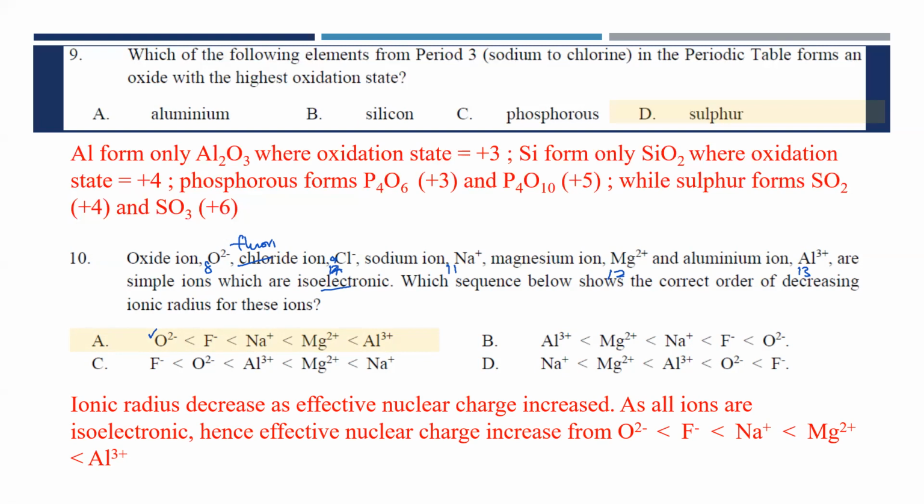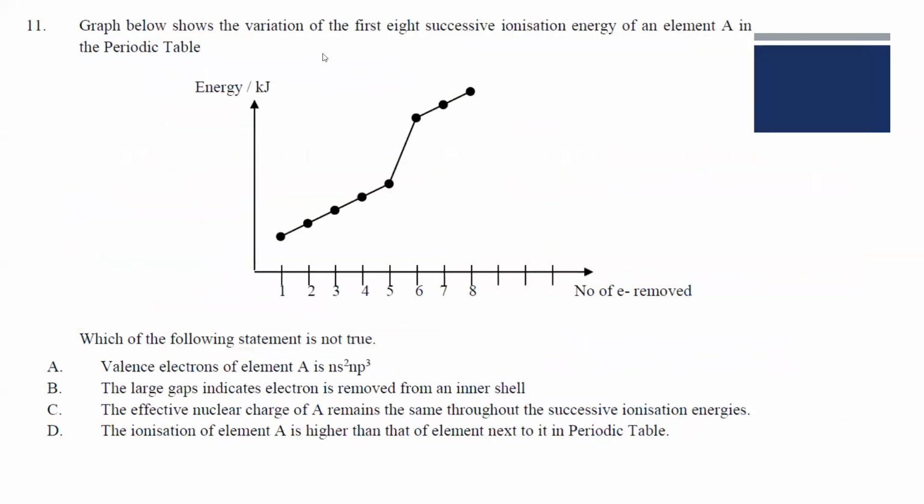Okay, finishing number 10, then we immediately go to question number 11. Okay, so the graph below shows the variation of the first 8 successive ionization energies of element A in the periodic table. Which of the following statements is not true? So we are looking for not true now. So this is the large jump. So this is the period, whatever period. If this is period n, then this one will be period n minus 1 or even n minus 2. Okay, so that will be how the development goes.